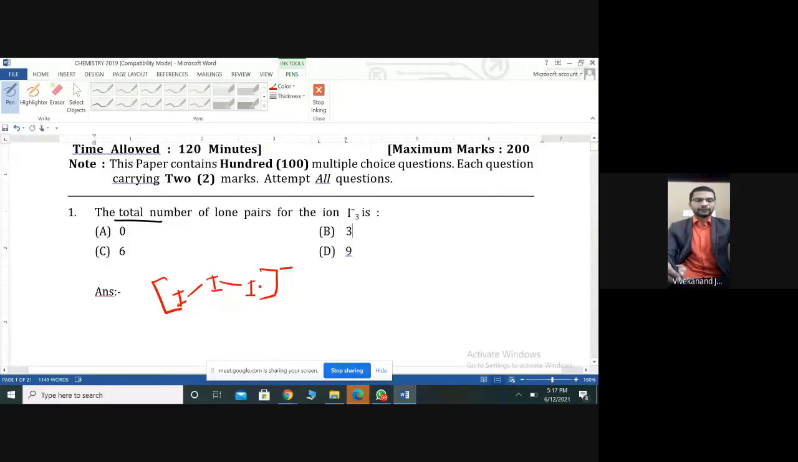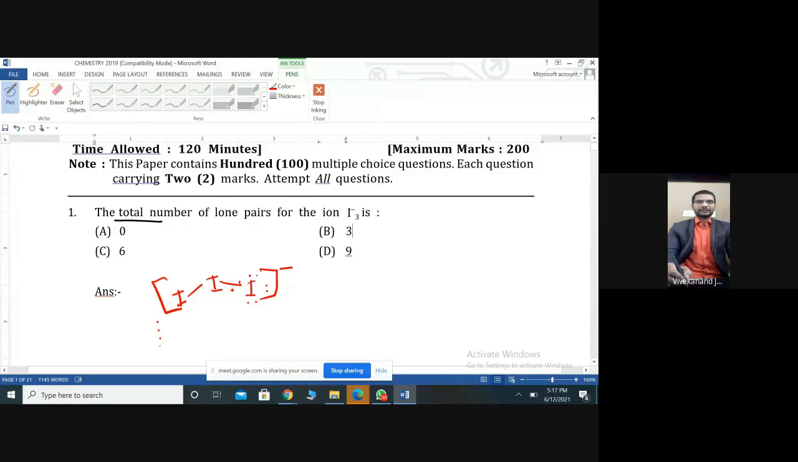Rest of you, take your answer. Here we have this iodine. How many electrons are present on iodine? Give me the answer. Guys, how many electrons are present on your iodine?